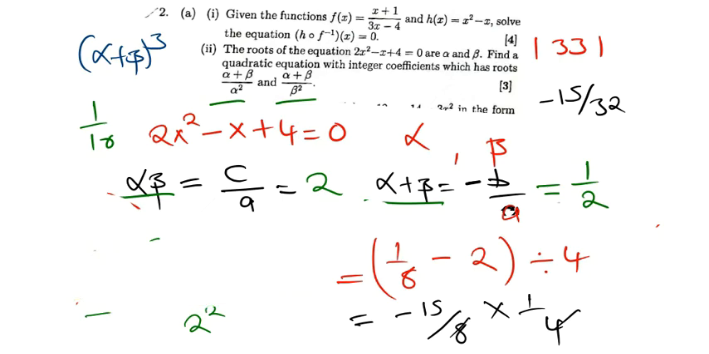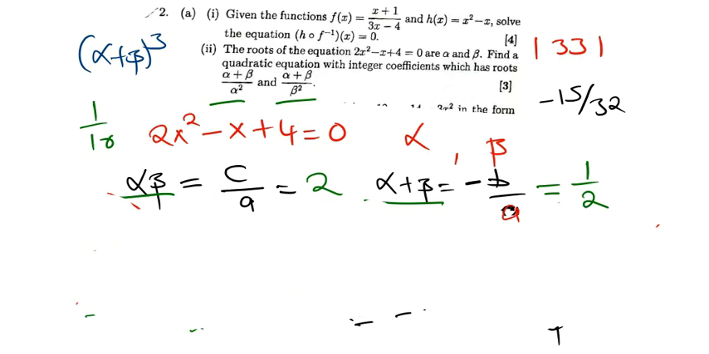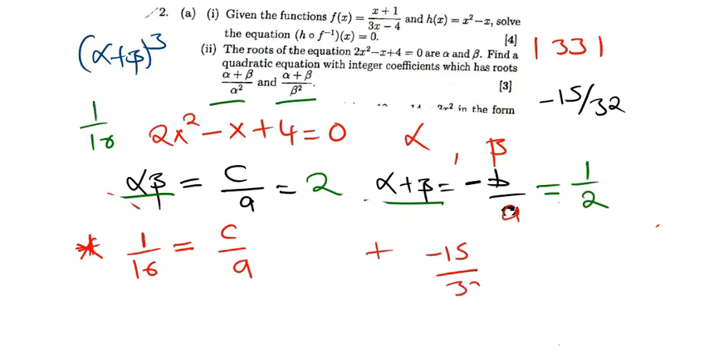If our simplifications are right, what are we saying so far? For the addition of our new roots, addition gave us 1 over 16. Now, sorry, the product. Product gave us 1 over 16, which we know the product is equal to c over a. And then the addition has given us negative 15 over 32, which we know that the addition is actually equal to alpha plus beta, which is equal to negative b over a.